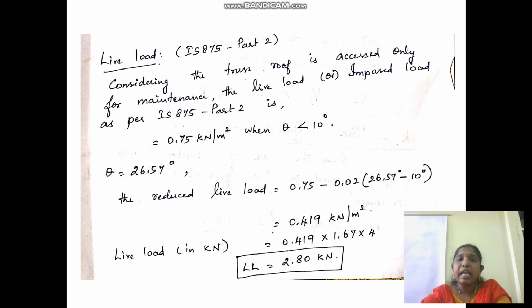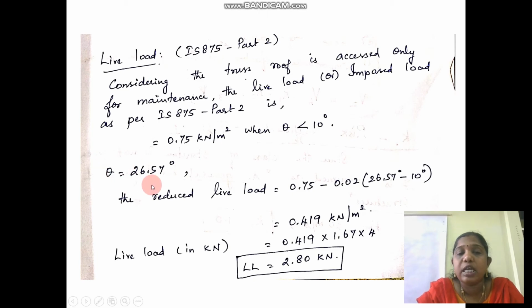Now live load. For live load, you have to refer IS 875 part 2, considering the angle of inclination and the accessibility of the roof. Now, it is only for maintenance because the angle of inclination is around 26.57 degrees, and we assume that the roof is going to be accessed only for the fixing of sheeting or maintenance or repair of the sheetings like that. So the live load or the imposed load as per the code is 0.75 kilonewton per meter square when theta is equal to or less than 10 degrees of slope or angle of inclination.